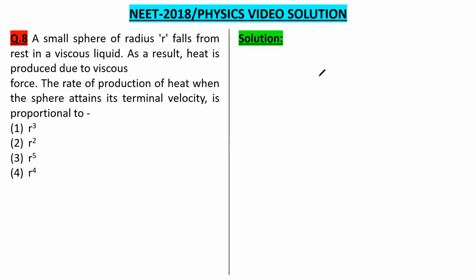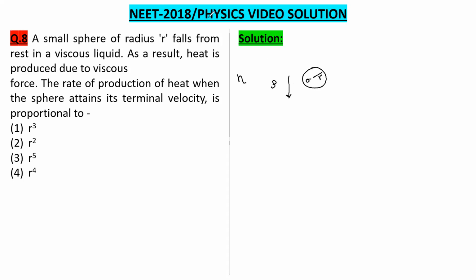Suppose a body of radius r is falling in a viscous medium whose coefficient of viscosity is eta. The density of the body is sigma and the density of the medium is rho.